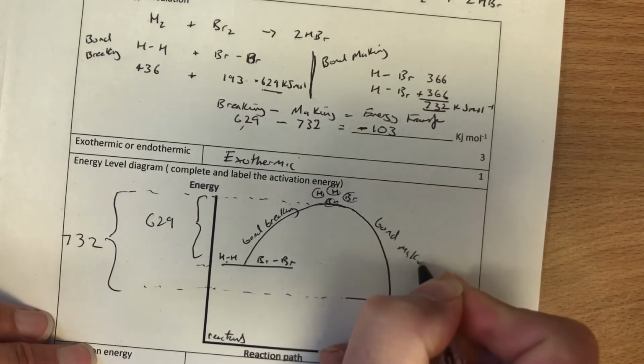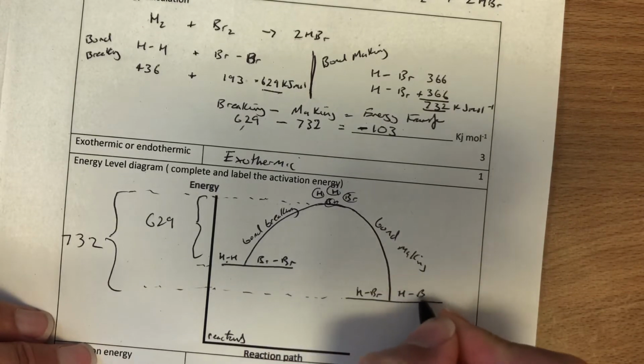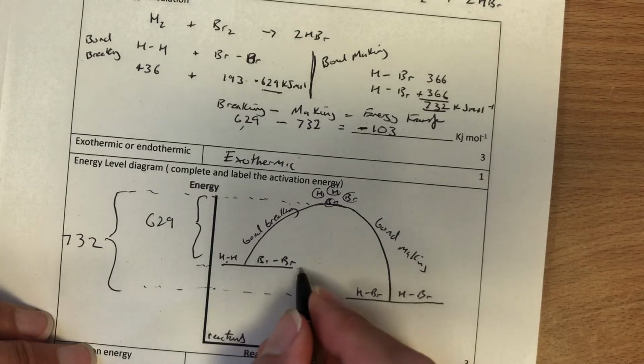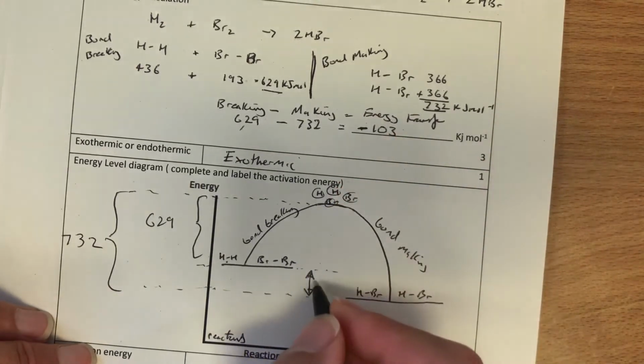When we've made all those bonds, down here we've got our HBr, but not one of them, two of them. Now the difference between these two levels here, that's the energy transfer, and we worked that out to be 103.